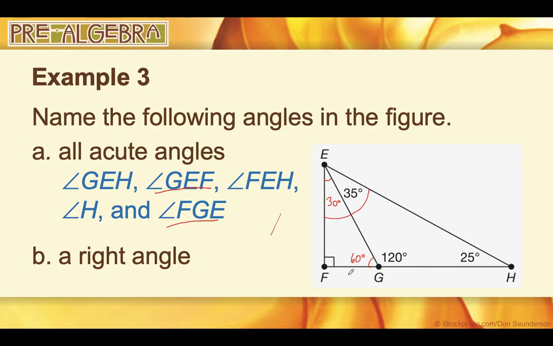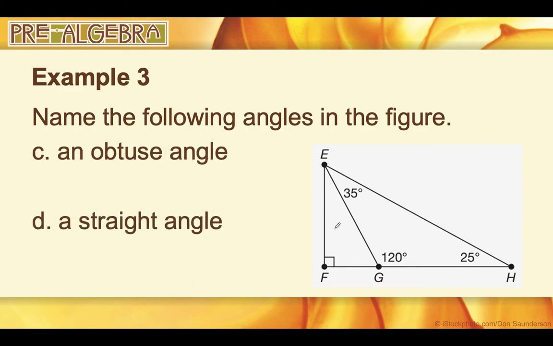How many right angles are there? Just one, angle F. If you would have said angle E, excuse my drawing, if you would have said angle EFG, is that the same as just saying angle F? Yes, it is, because angle F right here is not referring to any other angles like point E up here is. What about all the obtuse angles? Go ahead and find those.